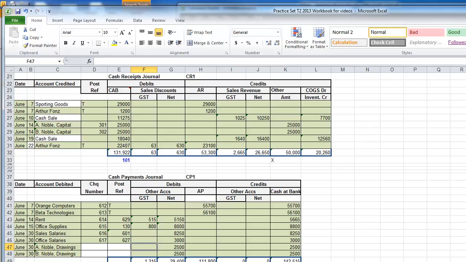Now again, you can go and post A Noble and B Noble drawings. I guess you got a sense of that. They go in the drawings account, not in the capital account. And these totals, we post those in total. So I'll just do the cash at bank for you, and I'll do COGS, inventory, cash in bank, and then I'll let you do the rest by yourself. So COGS and inventory.